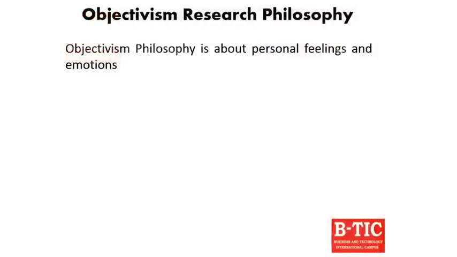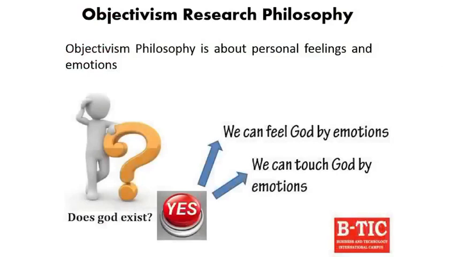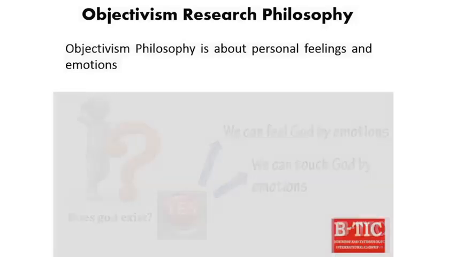But objectivism is the right philosophy to find out whether God exists or not, because that's about feeling. You can't see God, you can't touch God, but you can see the feelings of it. You can feel God. You can touch your God with your emotions. So objectivism would be the right philosophy to find out whether God exists or not.